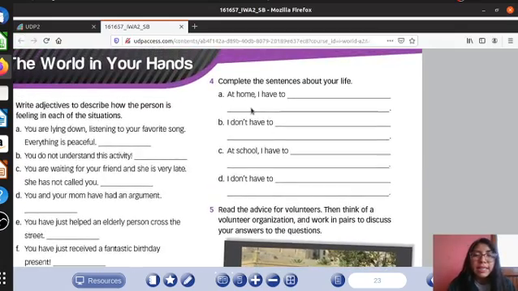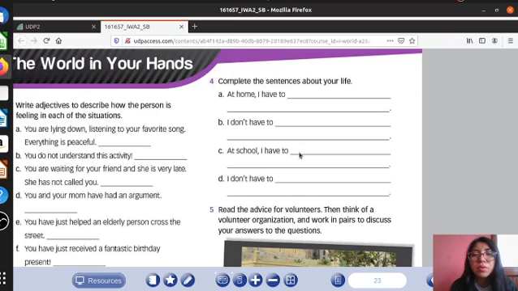The next exercise. Complete the sentence about your life. Okay, in this case we have to use have to or don't have to. Here you have an example. What do you have to do at home? And what don't you have to do at home? ¿Qué tiene que hacer en su casa y qué no tiene que hacer en su casa? And that is the same.